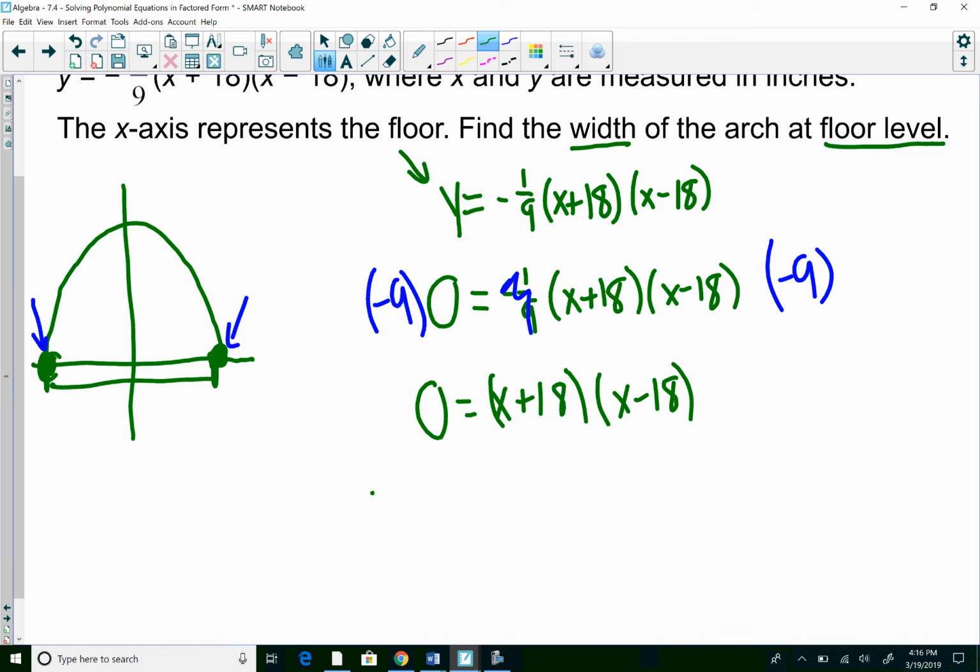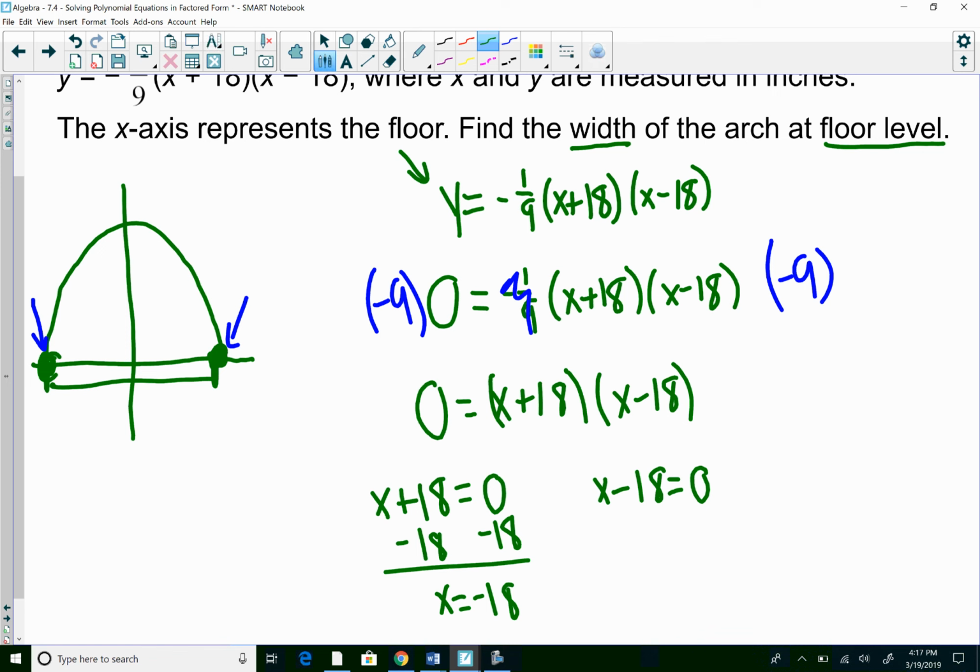I'm just going to adjust this so that 0's on the right-hand side, just because that's how I'm trained. I'm always trained to have 0 on the right-hand side. And then we just go ahead and solve quick. So subtract 18 from both sides. So you've got x equals -18. Add 18, add 18. x equals 18.